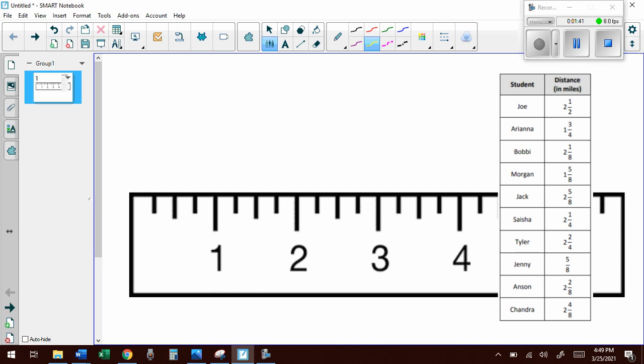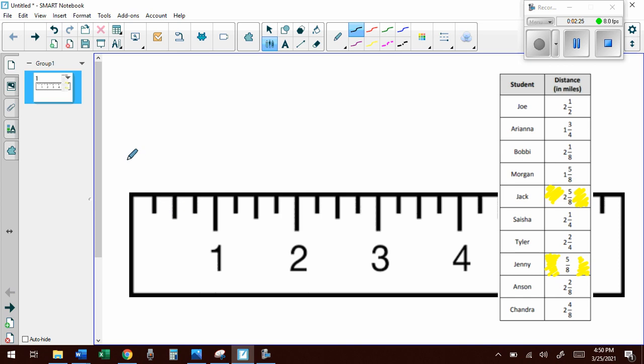I notice that right away Jenny right here is under 1 whole, and the rest of them are greater than 1 whole. So now we need to find the greatest. It looks like one with 2 in it. 2 5/8, 2 4/8 got close, but it looks like 2 5/8 is our largest one. So just looking at 5/8 and 2 5/8, notice that one fraction is less than 1.